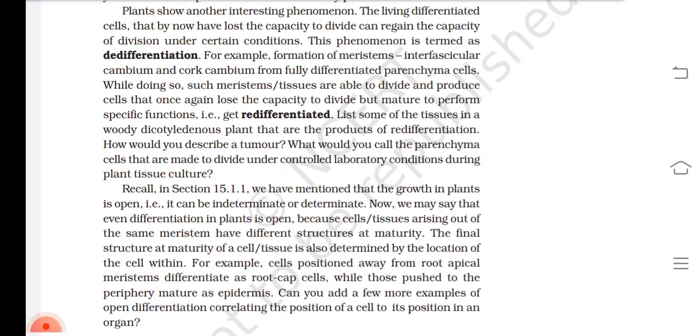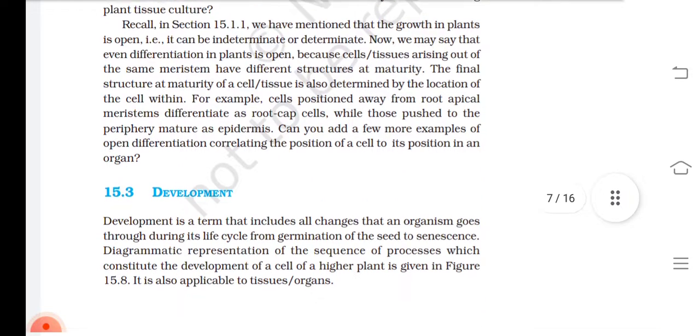For example, cells positioned away from root apical meristem differentiate as root cap cells, while those pushed to the periphery mature as epidermis. Can you add a few more examples of open differentiation correlating the position of a cell to its position in an organ?